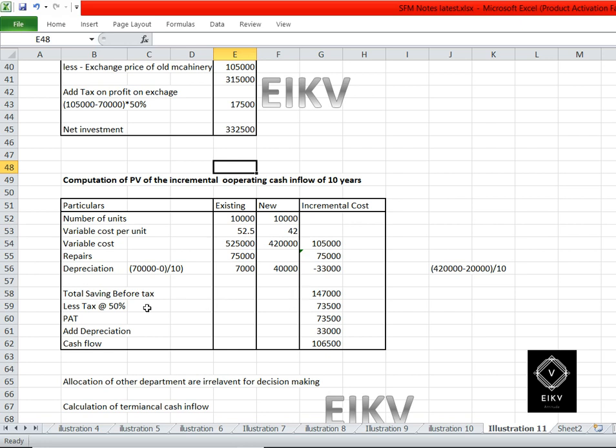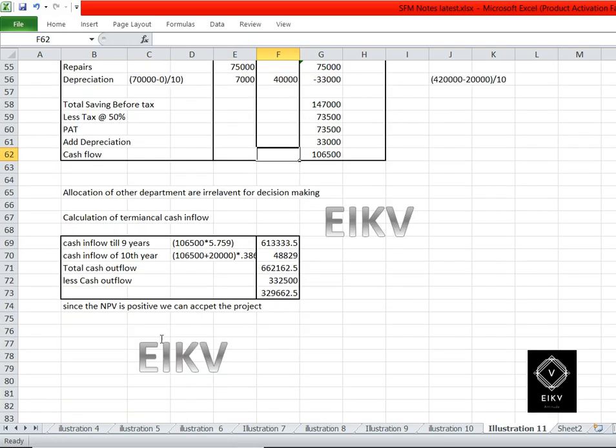Okay, after that we need to take the tax amount, which is 50%, 73,500. Therefore we get a profit after tax of 73,500. We need to add back the depreciation, as depreciation is a non-cash expense, therefore cash does not flow outside the company. Therefore we add back the depreciation, and the cash flow will be 1,06,500.